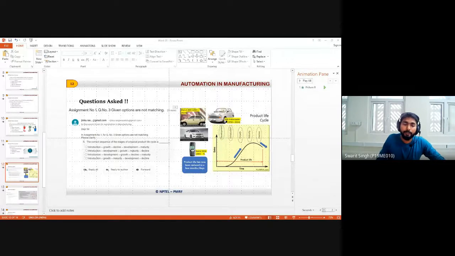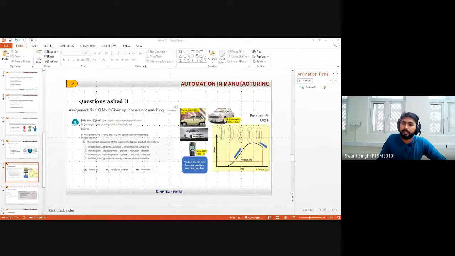So we have to select the best possible option. Maturity does not come before decline, and decline is not something that comes before development, so this option is not there. Again, in this option, decline is coming before maturity, so it is also not there. And here the maturity is coming before development. This is not possible. The only best possible option is this one.